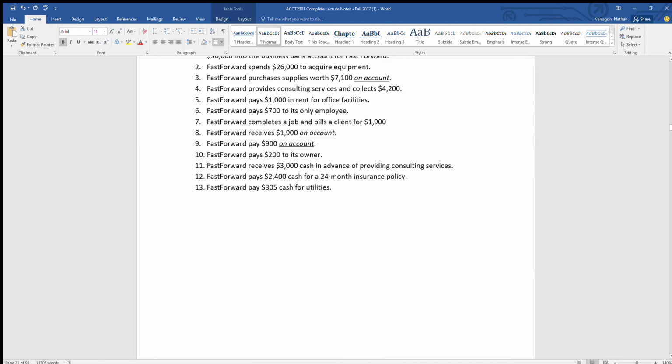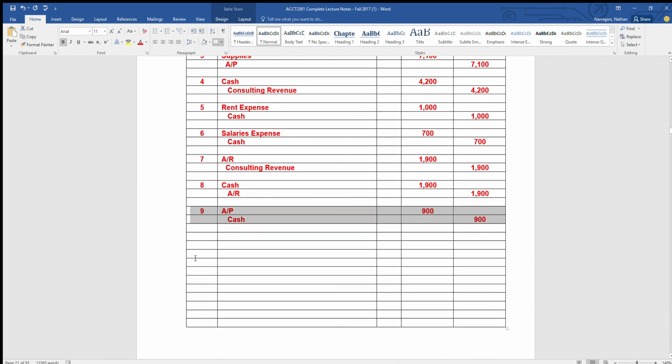Okay. Number 10, we paid 200 to its owner. So we're paying the owner. Anytime we pay the owner, again, that's a dividend. Dividend is a natural debit. It's going to increase by 200. Since we paid out cash, again, it's being credited. Notice which account we tend to use the most. It is the cash account right now. So you're going to see cash either increasing or decreasing. And this will basically define if it's going to be a debit or a credit.